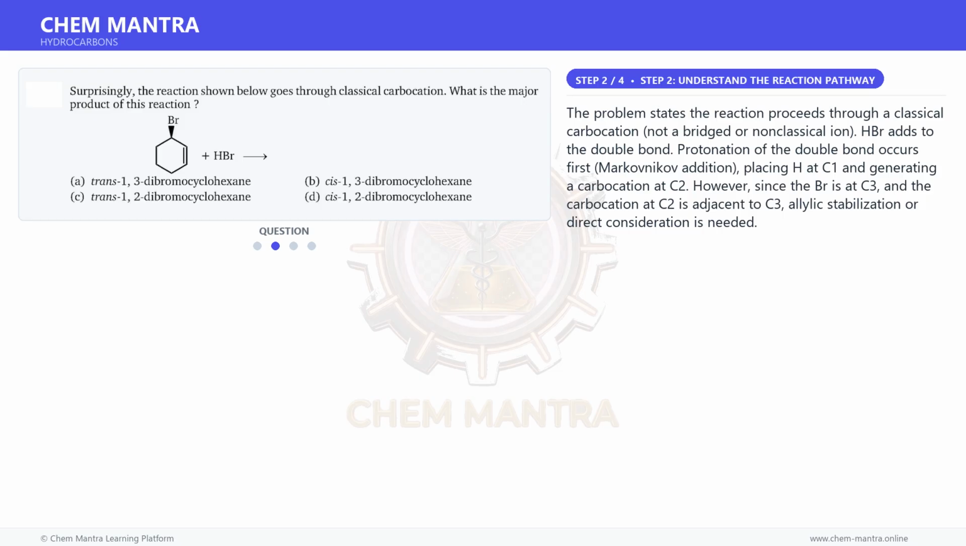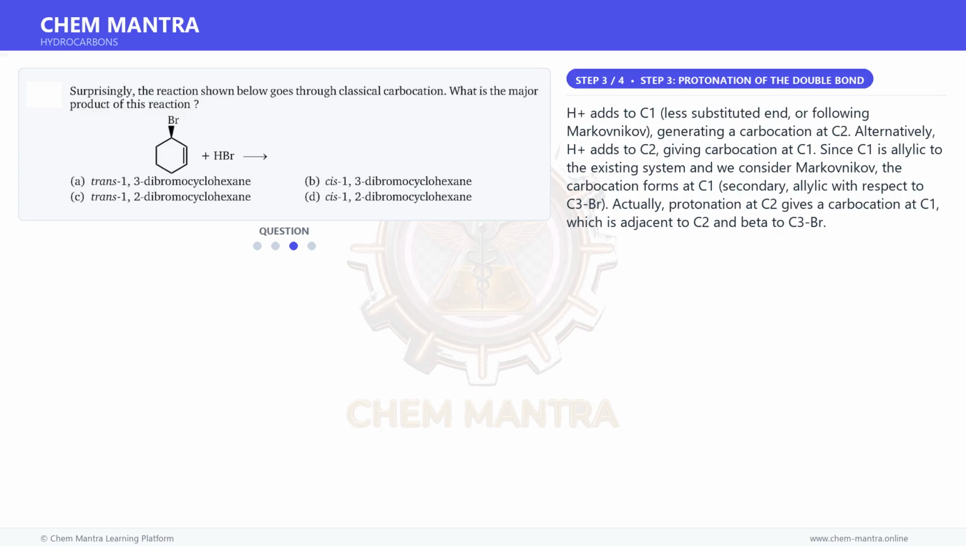However, since the Br is at C3 and the carbocation at C2 is adjacent to C3, allylic stabilization or direct consideration is needed. Moving on to the next step. H+ adds to C1, the less substituted end, or following Markovnikov, generating a carbocation at C2. Alternatively, H+ adds to C2, giving a carbocation at C1.